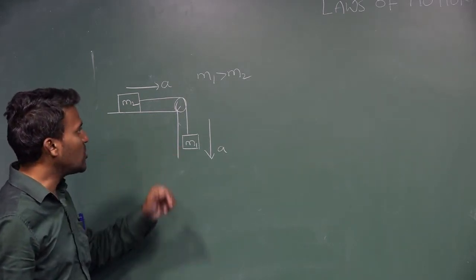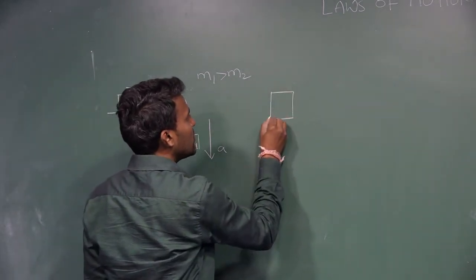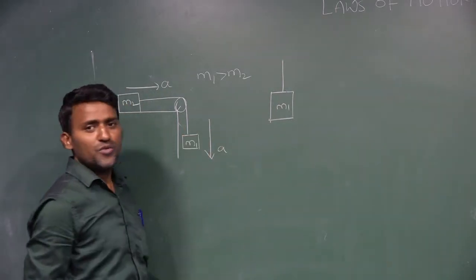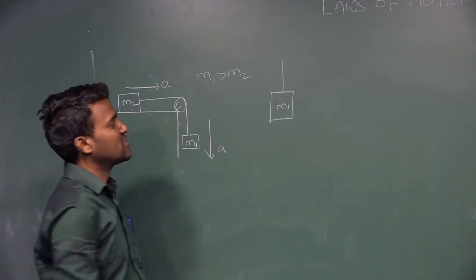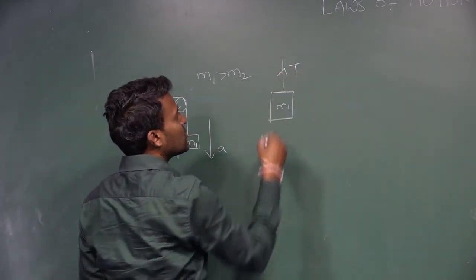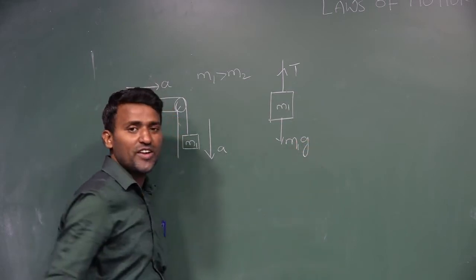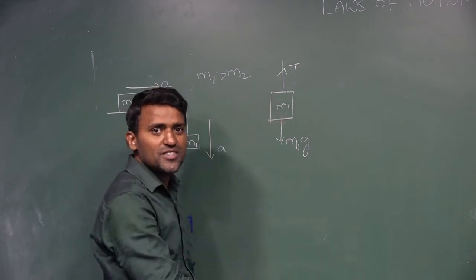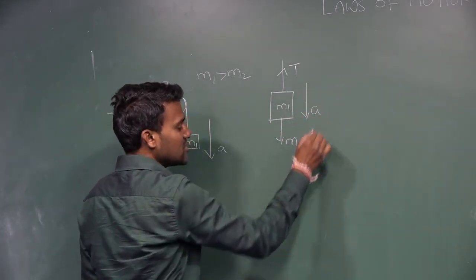Okay. Again, we have to consider the free body diagram. Free body diagram of M1. This is M1. The string is connected like this. We know very well, tensional force is always away from the object. The weight of the object is acting in the downward direction, and it is accelerating downward.